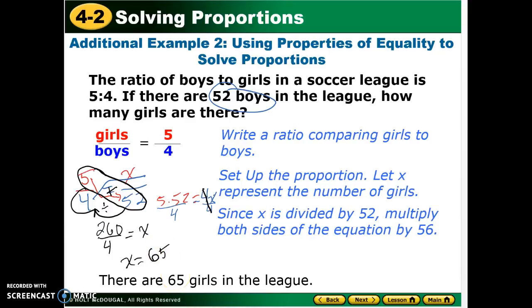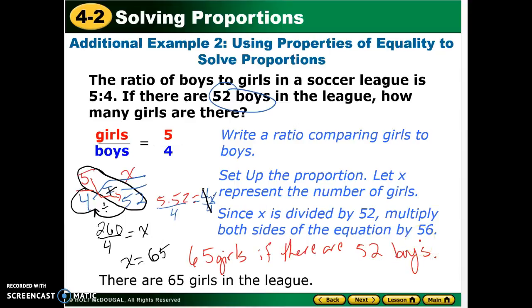So there should be, if there are 52 girls, there should be, or 52 boys, there should be, sorry, I need to erase. Where's my eraser? There should be, how many girls? 65 girls if there are 52 boys. Okay, that keeps it in proportion.